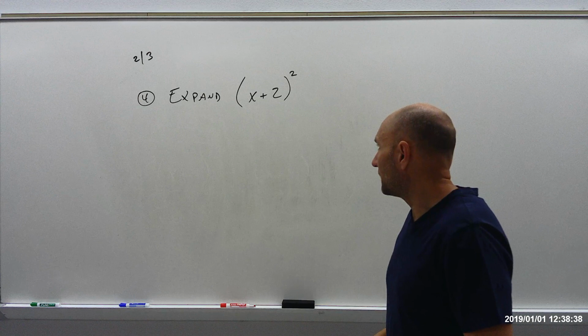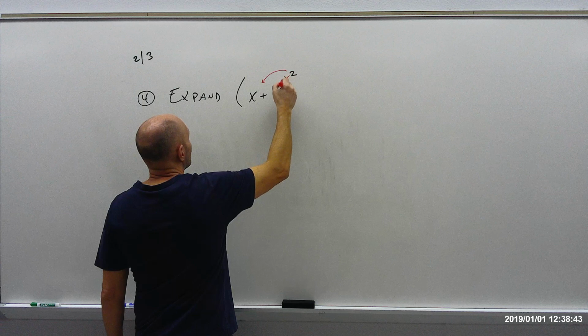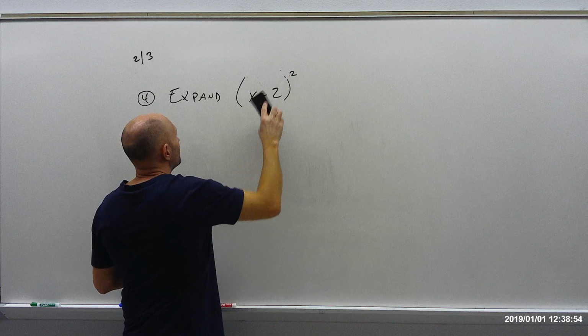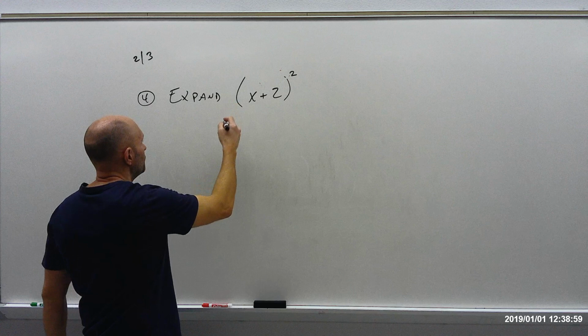Because people think they have to do what? Oh, this is an exponent, so I need to just bring this into both terms. And that is not true. That is not what the exponent rule says. Because of this plus sign in here, we can't do that. What this guy really means, just as if I have 2 squared means 2 times 2, this means x plus 2 times x plus 2.